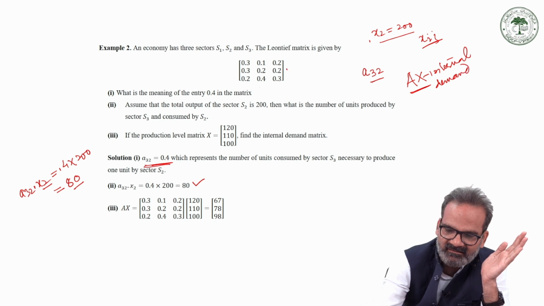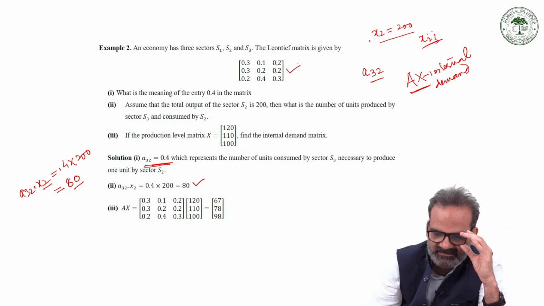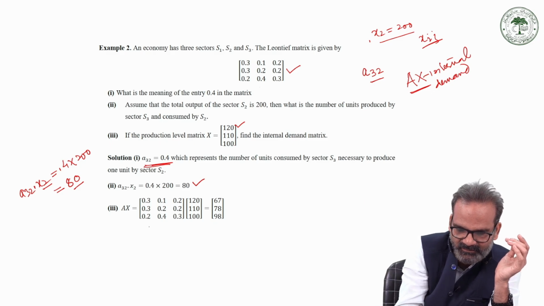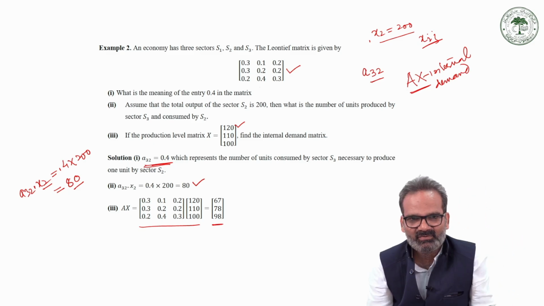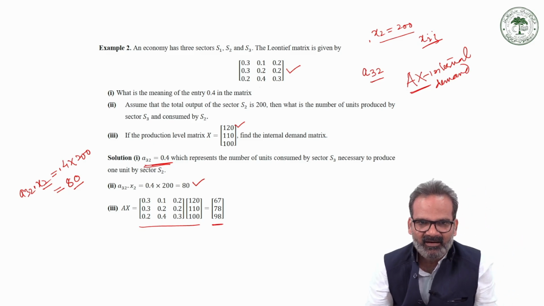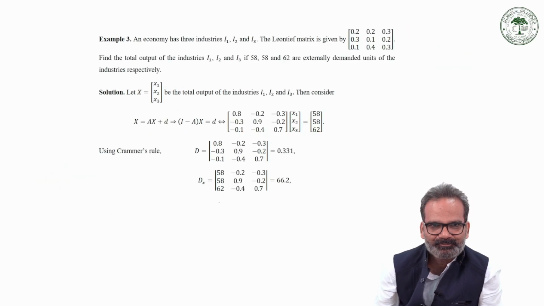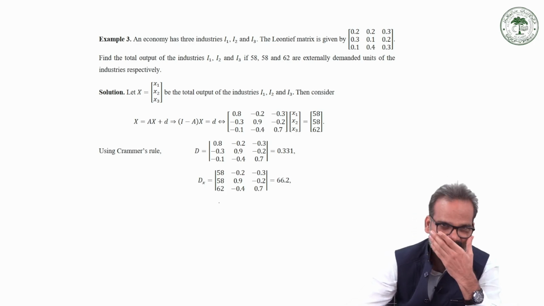So A is there, X is given here as 120, 110, 100. Multiply these two matrices, and the product of these two will give you the internal demand matrix, which is given by 67, 78 and 98, right? Let us take this example also.